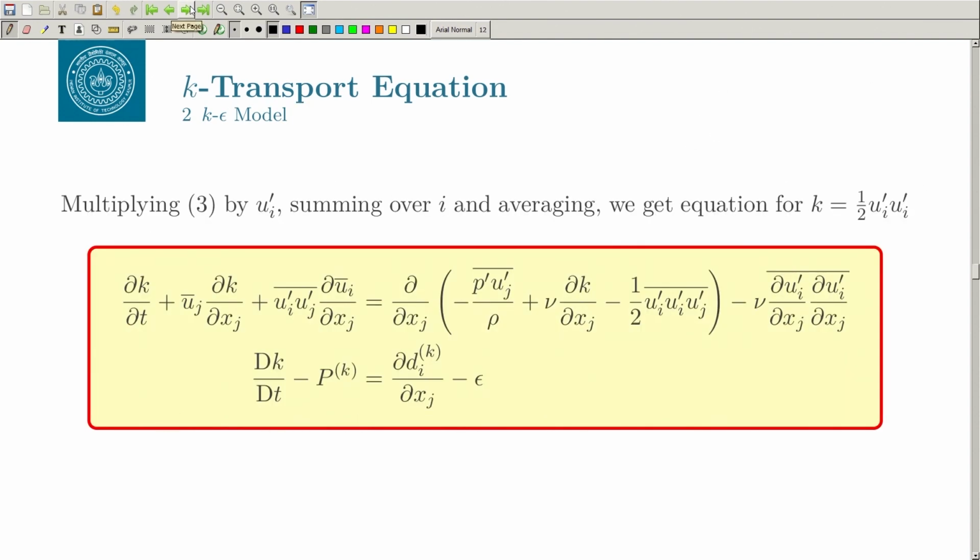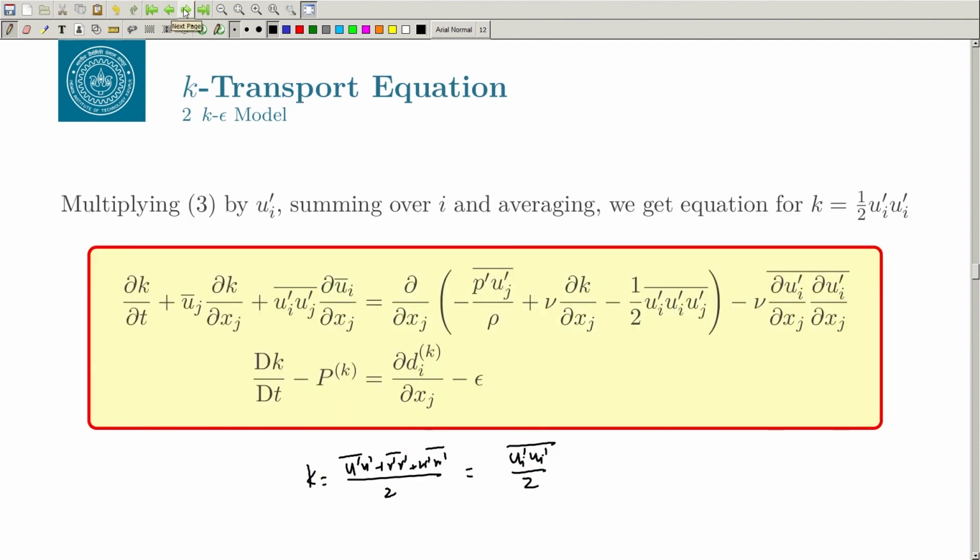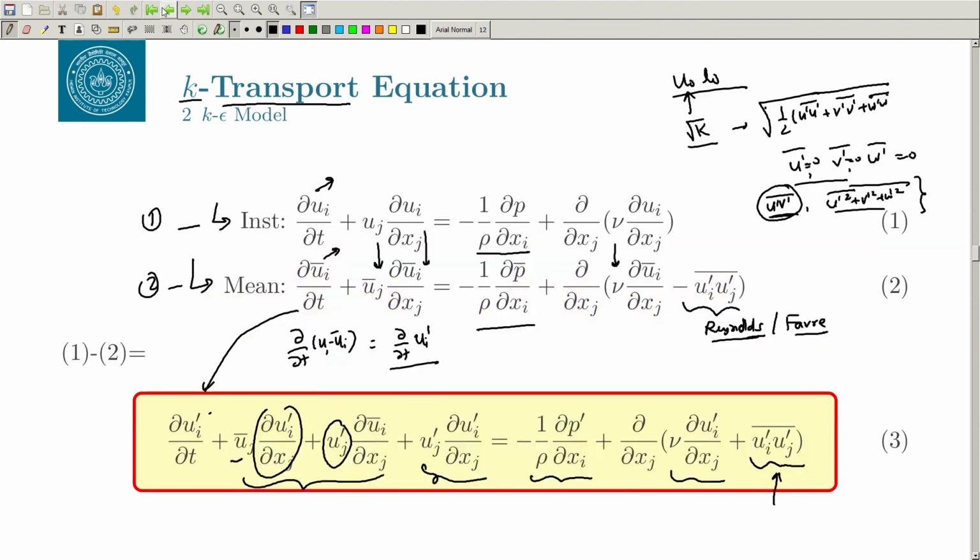So, in order to get the K transport equation, what is K? K is basically u prime squared plus v prime squared plus w prime squared, divided by 2, or you can write it as u_i prime u_i prime bar by 2, right. So, you already got the equation for u_i prime. You multiply it by u_i prime again. You take this equation and multiply the entire thing by u_i prime.